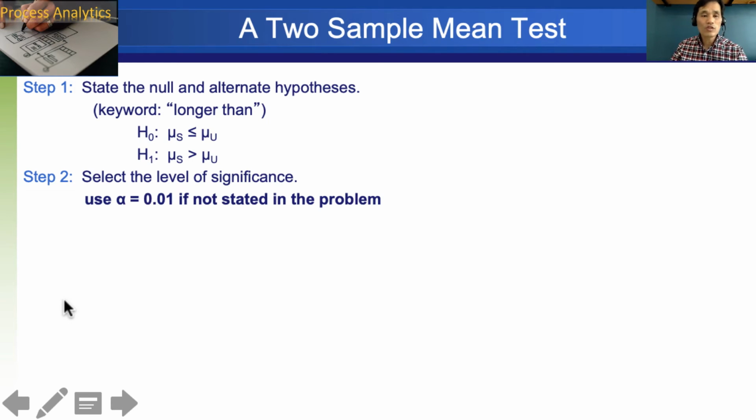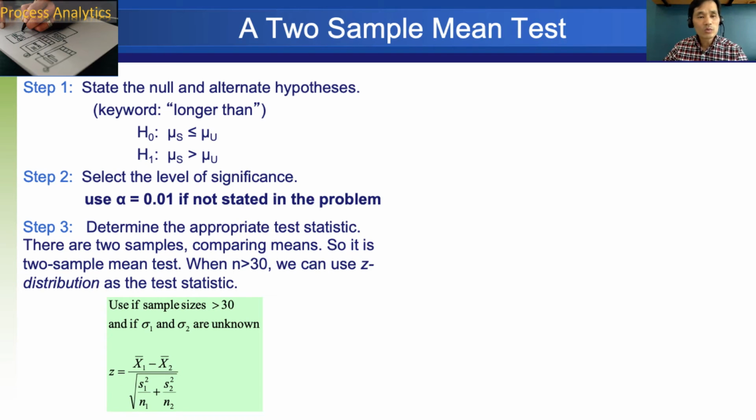If there's no mention of alpha level or significance level, we use 0.01. And in this case, let's assume that. And the third one is we want to determine the appropriate test statistic. And as we stated here, it's a mean test and two samples are there. Therefore, we choose two sample mean test, and z equals x1 bar minus x2 bar over square root of s1 squared over n1 plus s2 squared over n2.